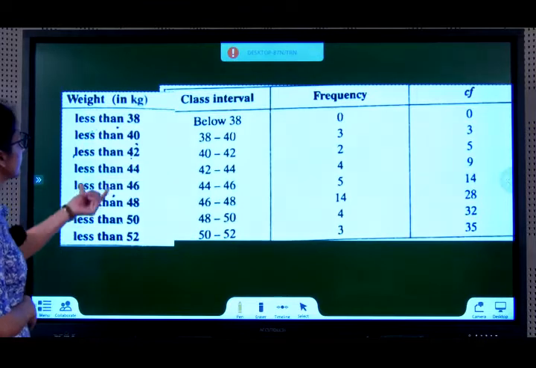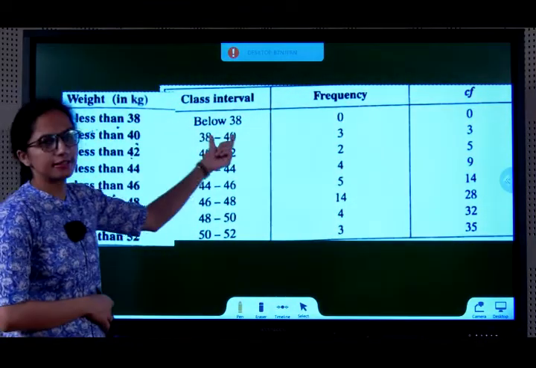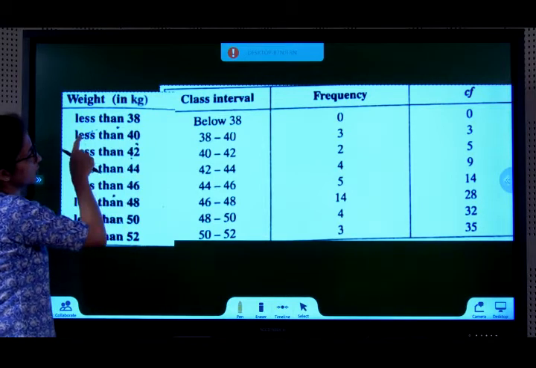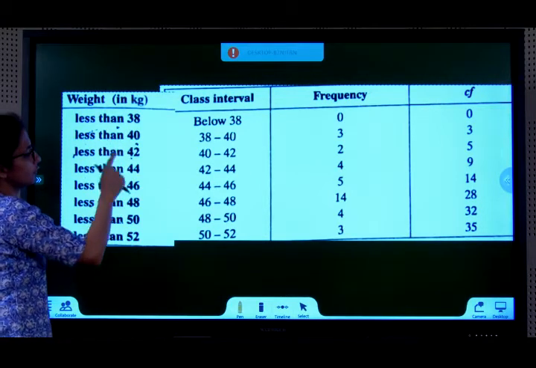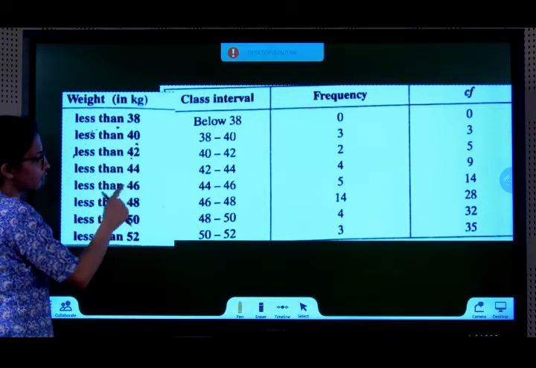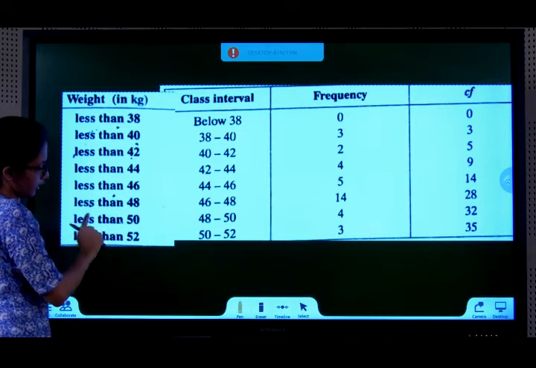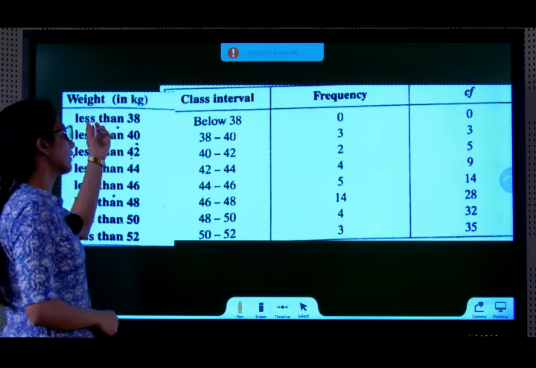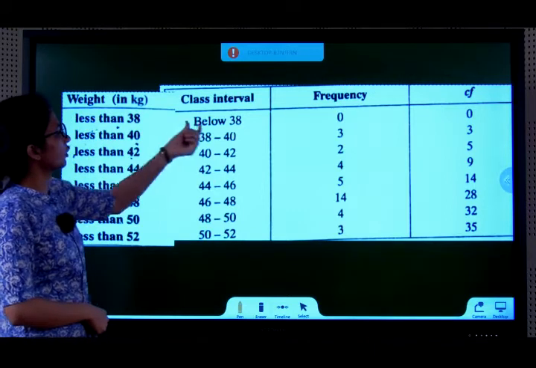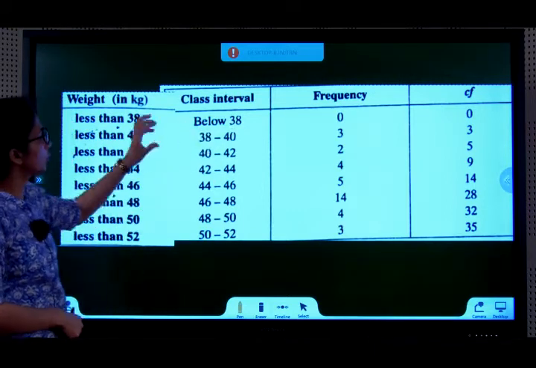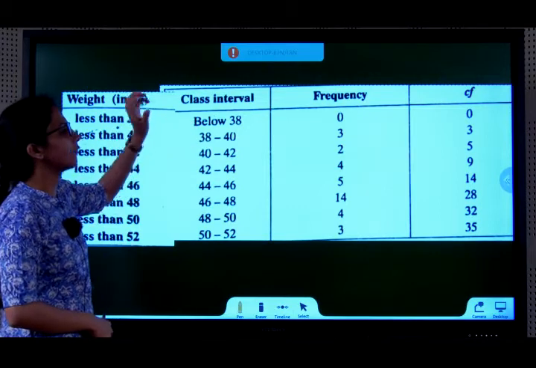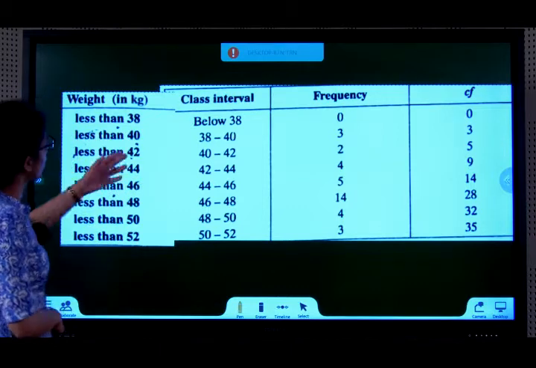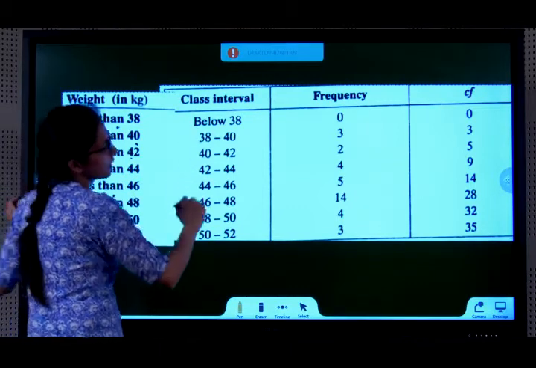So less than was given, we converted this to the class interval. How did we do it? See, from 38 it is jumping to 40. So this has to be 38 to 40, 40 to 42, 42 to 44, 44 to 46, 46 to 48, 48 to 50, 50 to 52. For the first one, you can either keep it as 0 to 38 or you can just write below 38. I've already told you, you have to put 0 there, and while calculating class size, avoid the 0. So here we put below 38 or you can say 0 to 38.